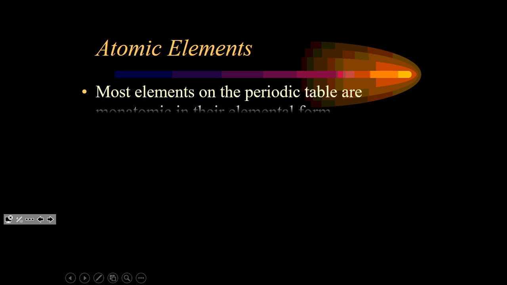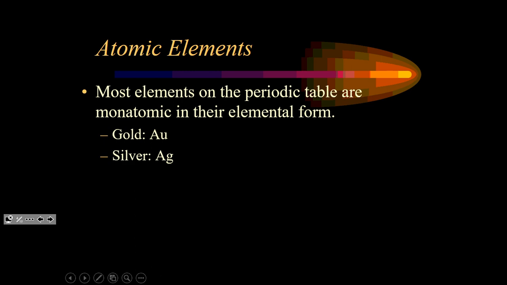But with atomic elemental substances, what you have is literally an atom of that element existing. And most of the elements in the periodic table are monatomic in their elemental form, which means they're one atom. Carbon is just C atoms. Gold is Au atoms. Silver is Ag atoms. Sodium is Na atoms. Most of the elements in the periodic table exist in that form as a single atom in their elemental form.